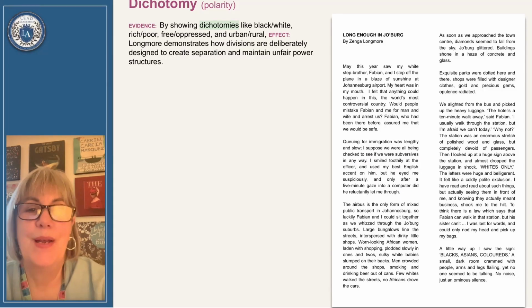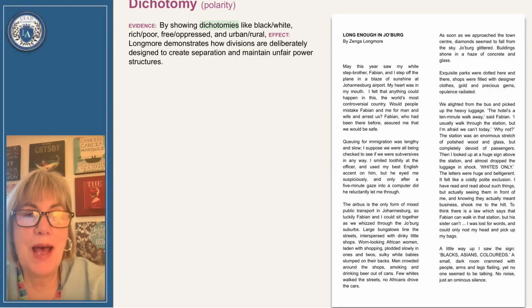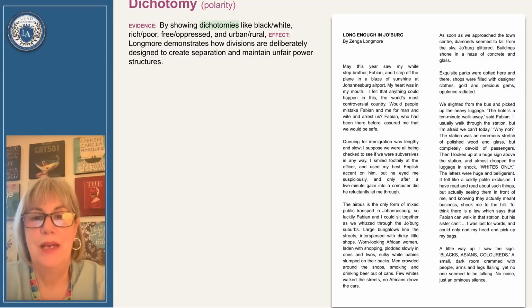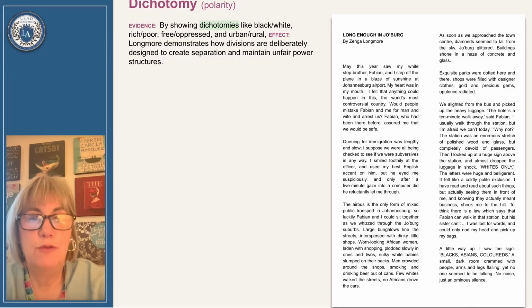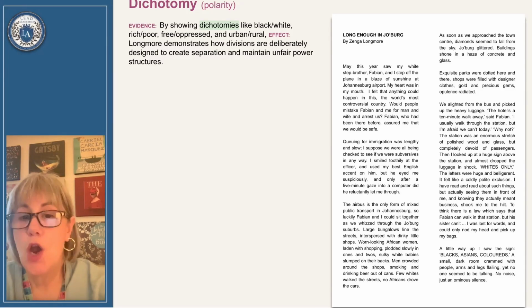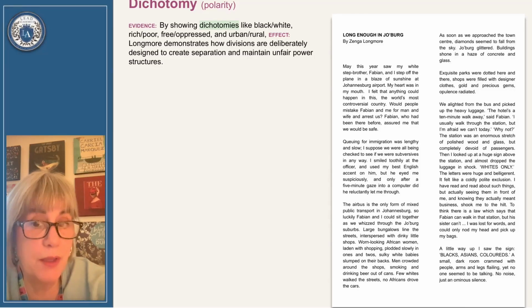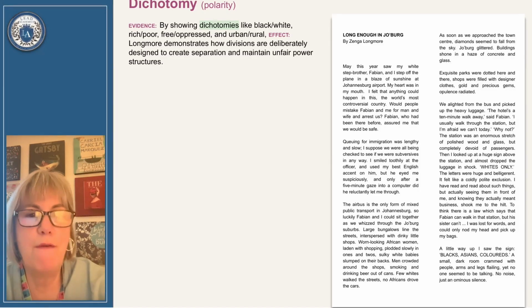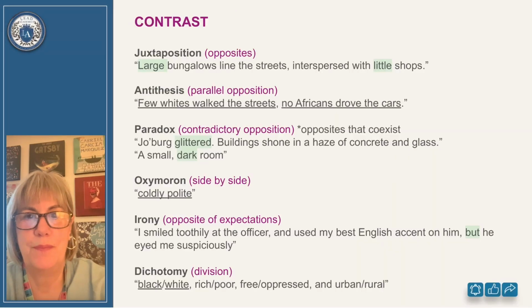Dichotomy. Like the other devices of contrast, dichotomy presents contrasting ideas side by side, but it emphasizes their polarity. For example, the dichotomies black and white, rich and poor, free and oppressed, urban and rural, demonstrate how divisions are deliberately designed to create separation and maintain unfair power structures.